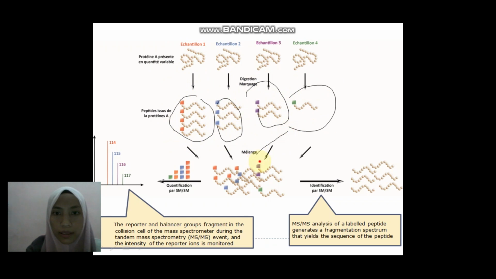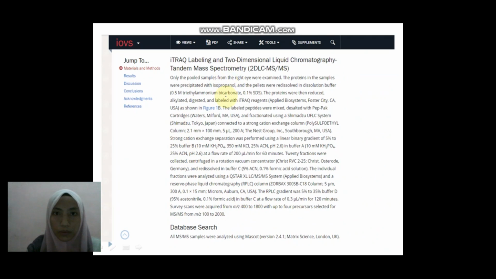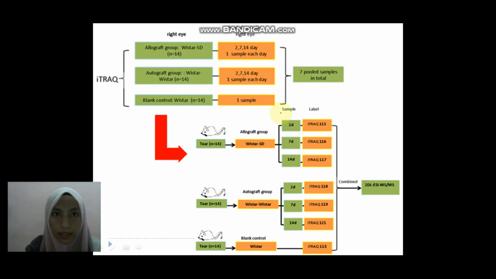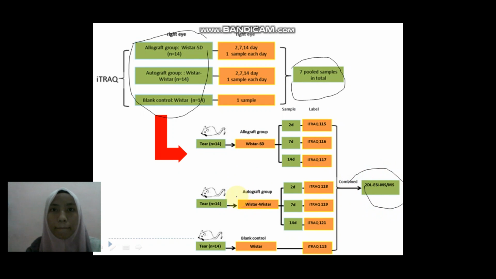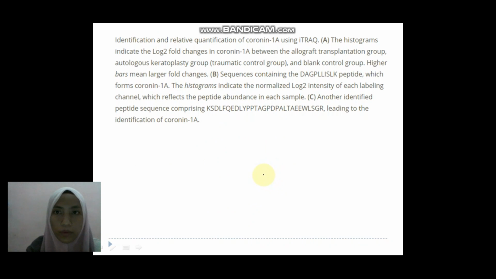Combine and quantify and identify at the same time using MS. So this is the method. And for example, right eye allograft. Then you pool them and you will identify and quantify right here. Figure 3. Let's say you have different periods, 2nd day, 7th day, 14th day, and you pool them together and you put it into MS and you read them out. Alright, thank you.